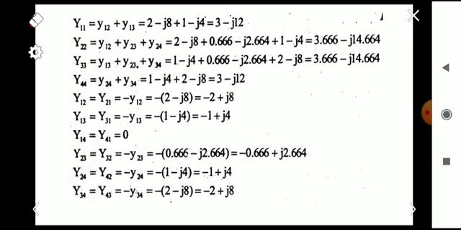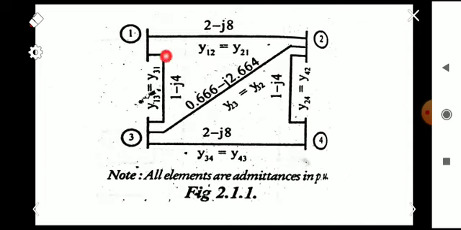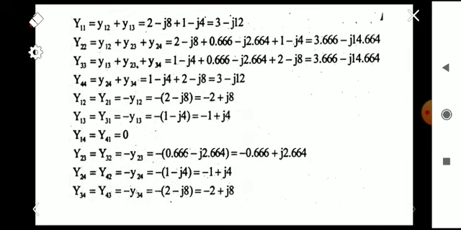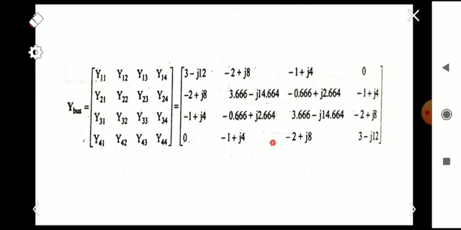Okay, so here you can see y12 is minus 2 plus j8, minus of 2 minus j8. So like that you can find all other values. Here for y14, there is no element connected in between bus 1 and bus 4, so y14 and y41 will be 0. And after that we have to write the Y bus matrix like that.